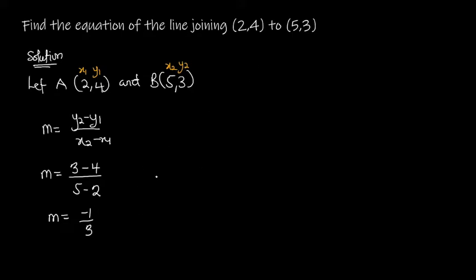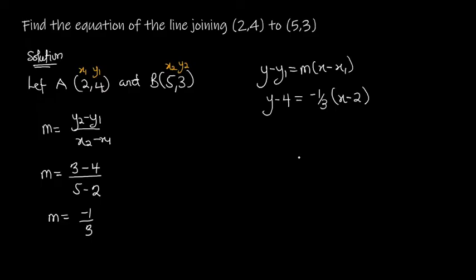So my gradient is negative 1 over 3. Alright, so substituting the gradient m into the equation y minus y1 equals m into bracket x minus x1, I can now go ahead and find the equation of my line joining these two points. So I have here y minus my y1, which is 4, is equal to my gradient, negative 1 over 3, into bracket x minus my x1, which is positive 2. Alright, so all I need to do is to simplify this expression to get my equation of the straight line. So I have a fraction here, I need to get rid of it.